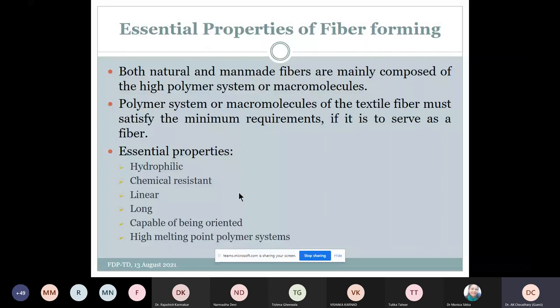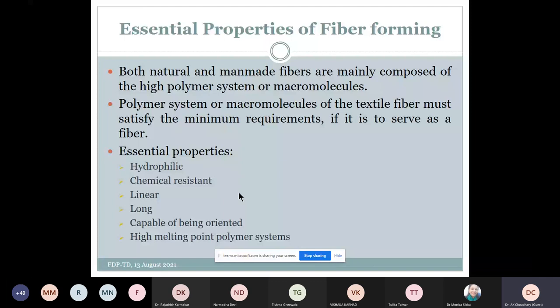It should be linear, long, and capable of being oriented along a longitudinal axis so that it will be treated and taken as a fiber. And a high melting point for the polymer system gives sustainability to the fibers during use, at the temperature of washing and other applications, so that they are not easily degraded on exposure to high temperatures. So a certain level of melting point is also required of the polymer system if the polymer is to be used in the textile domain.